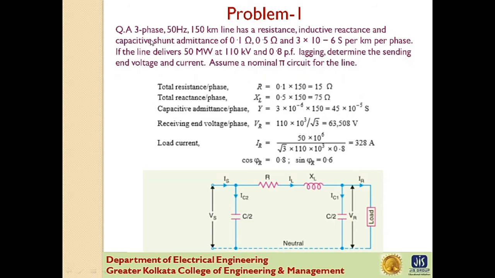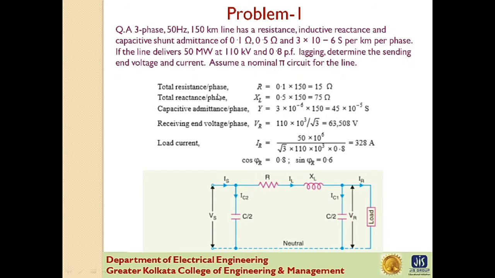Now the first problem: a 3-phase 50 Hz 150 km line has a resistance, inductive reactance and capacitive shunt admittance of 0.1 ohm, 0.5 ohm and 3 into 10 to the power minus 6 Siemens per kilometer per phase. If the line delivers 50 megawatt at 110 kV and 0.8 power factor lagging, determine the sending end voltage and current. Assume a nominal pi circuit for the line.